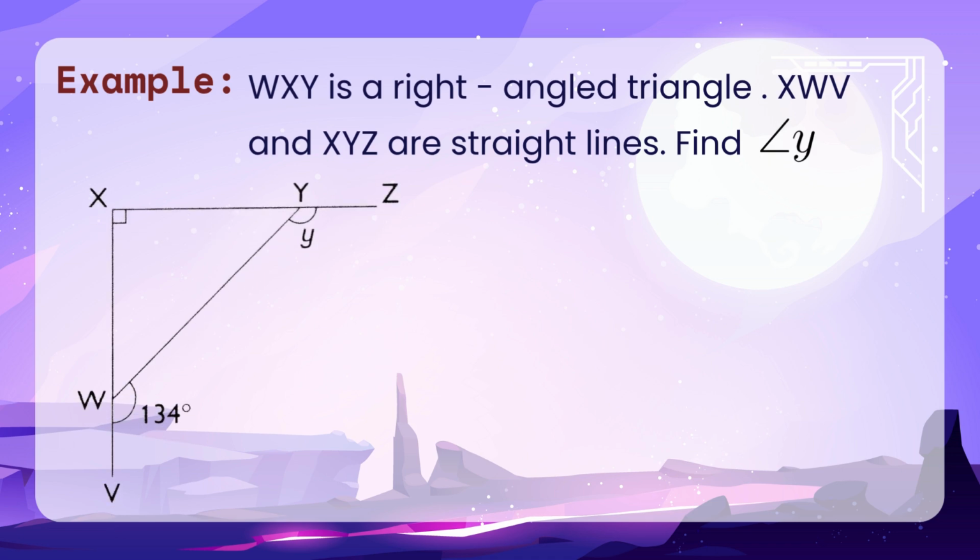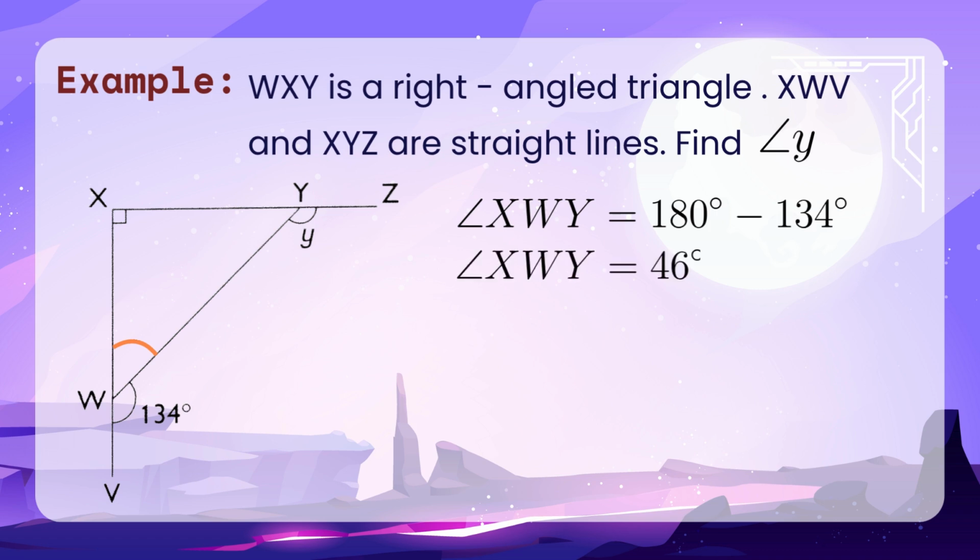Let's move on to the second example. In this example, WXY is a right-angled triangle, and we're told that XWV and XYZ are straight lines. Our goal is to calculate the value of angle Y. To find angle Y, we first need to determine the value of angle XYW. But before we can do that, we need to find angle XWY. Since XWV is a straight line, the angles on that line must add up to 180 degrees. So we take 180 degrees minus 134 degrees, which gives us 46 degrees for angle XWY.